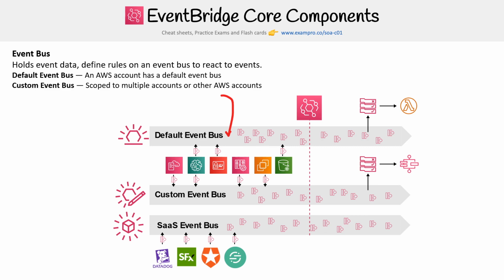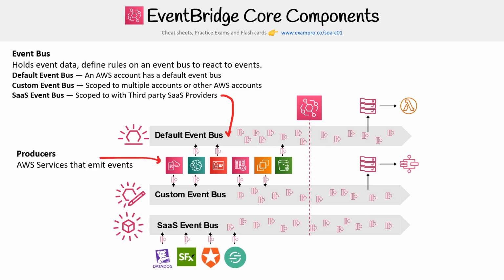Then you have a custom event bus, and you'd want to make this one if you wanted to consume events from another AWS account. And I believe that you can actually have it bring in events from multiple AWS accounts, or maybe organizational-wide events. Then you have the SaaS event bus, and this is scoped to be for third-party SaaS providers.